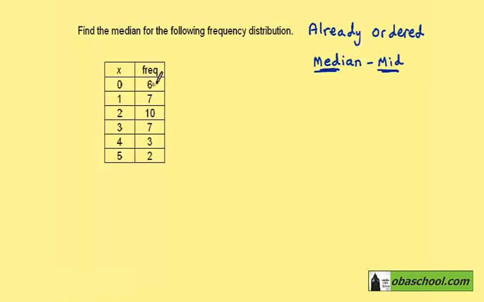So add the frequency column. 6 and 7 is 13, add 10 is 23, add 7 is 30, add 3 is 33, and add 2 is 35. So we have 35 pieces of data. The number of pieces of data, add 1, divided by 2. This gives us 36 divided by 2, which is 18. So we're trying to locate the 18th piece of data.